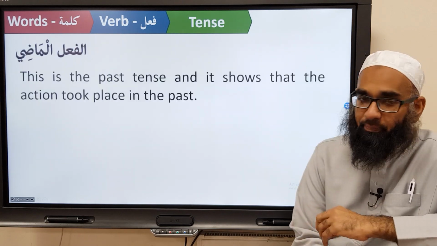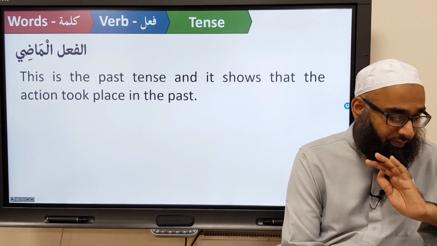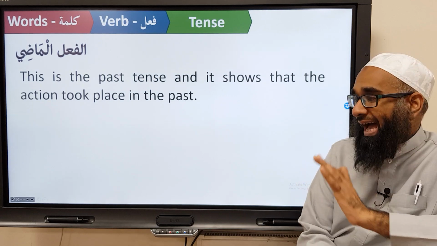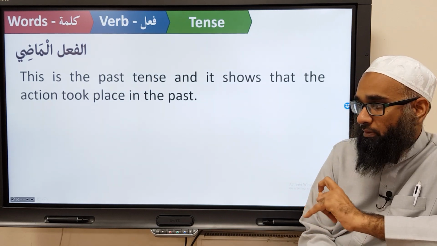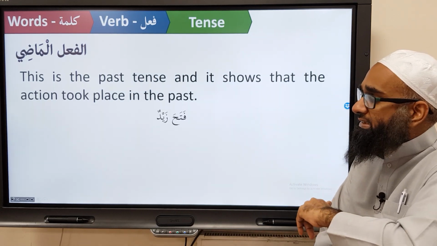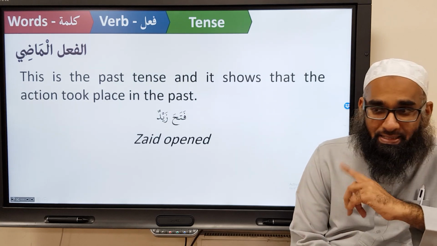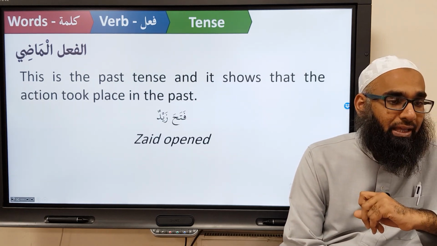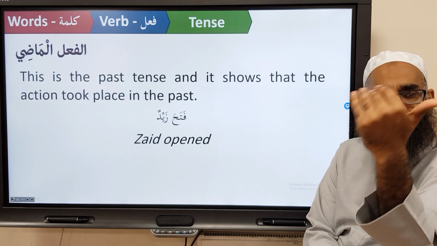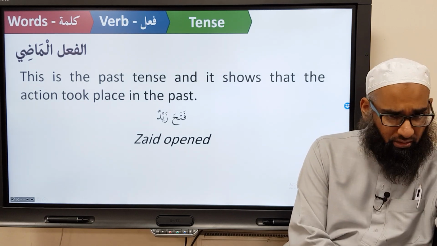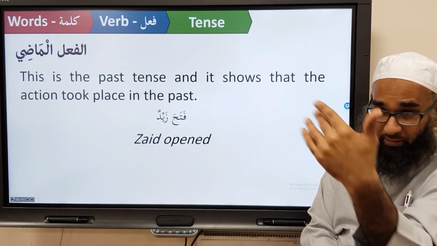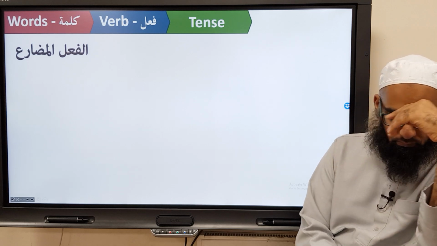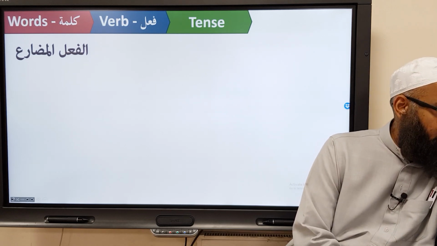What's Al-Fa'l al-Madhi? Al-Fa'l al-Madhi is a verb which shows that an action took place in the past. For example, Fataha Zaydun. Zayd opened, which shows what? It happened in the past. So we've done all these tasrif, we've done it in Sarf as well, in the Sarf rules, the Sarf grammar book, and the Sarf tables.